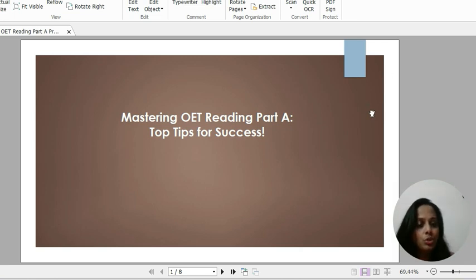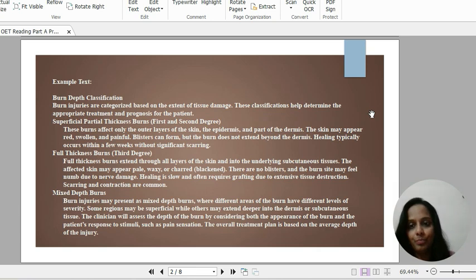So let's move on to our example text here. It's an example text, burn depth classification. You can pause the video and read it by yourself, but again, I will also read it for you. Burn depth classification. Burn injuries are categorized based on the extent of tissue damage. These classifications help determine the appropriate treatment and prognosis for the patient.